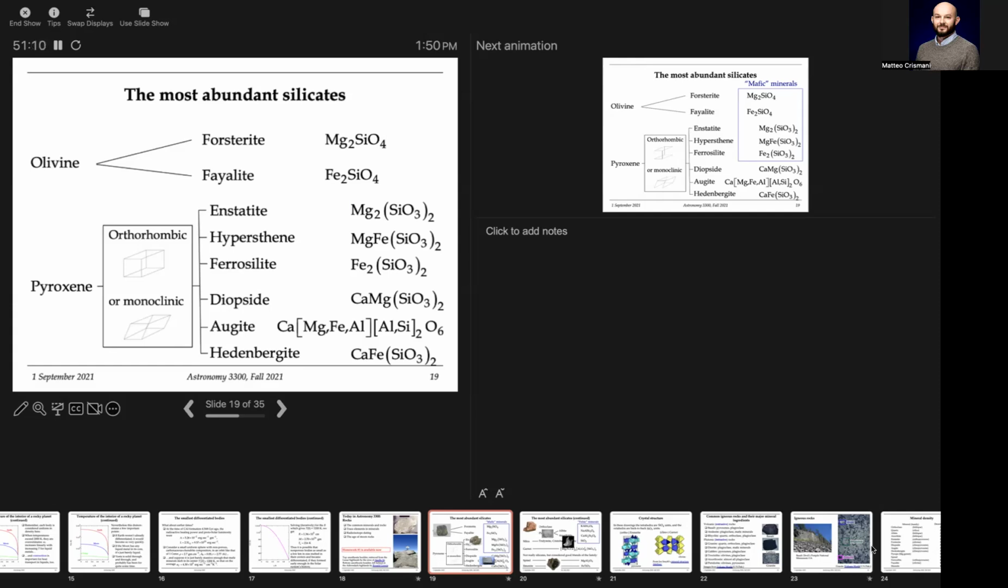Okay, so you have two major groups here. You'll notice that these are the most abundant silicates, so they all have what? Silicon. Yeah, the oxygen's in there too, but that's not the most important part. These are the silicates. Lots of magnesium, lots of iron, right? Sometimes they like to be together. Sometimes they like to be with their friend calcium. What's the difference between these two groups? Anyone know?